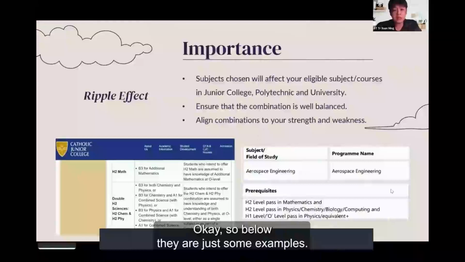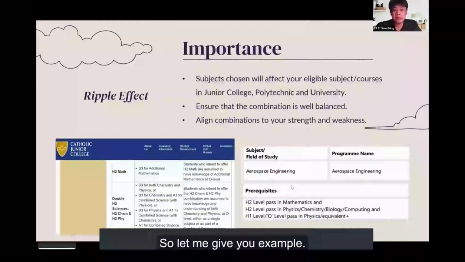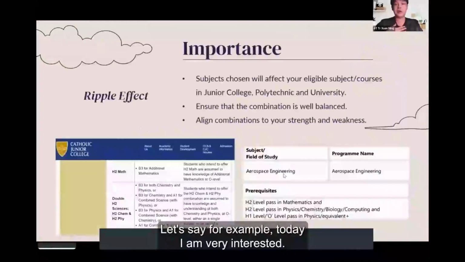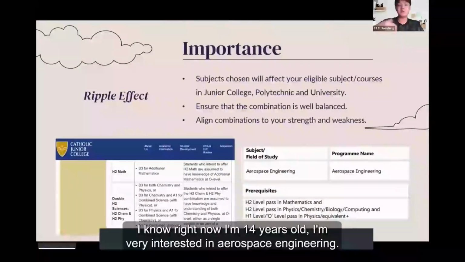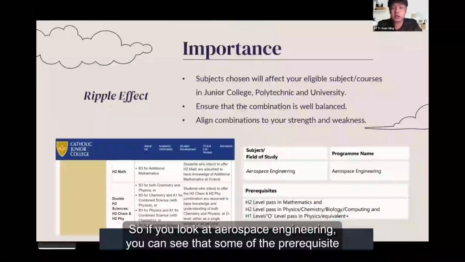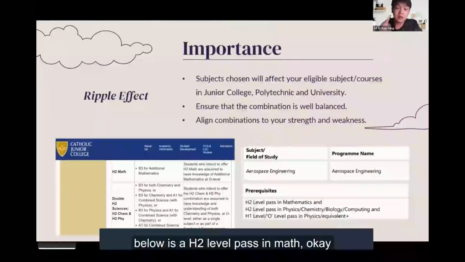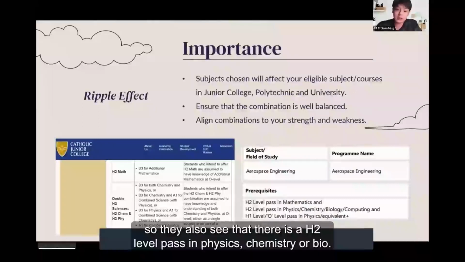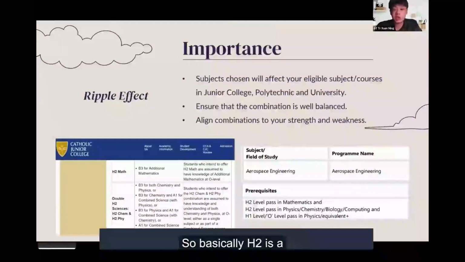Below there are just some examples. Let me give you an example. Let's say today I am 14 years old, and I'm very interested in aerospace engineering. If you look at aerospace engineering, you can see that some of the prerequisites below are an H2 level pass in math, and also an H2 level pass in physics, chemistry, or bio. So what is H2?